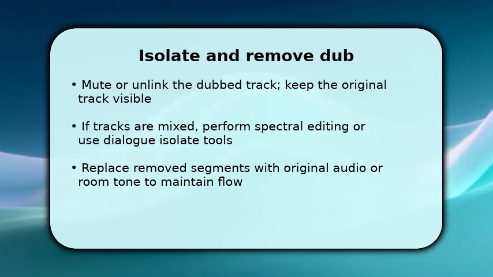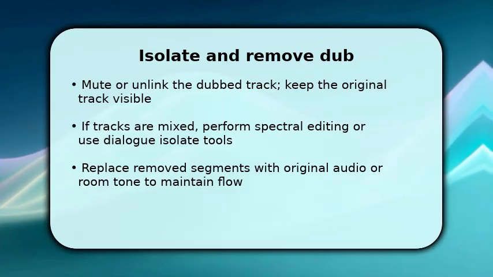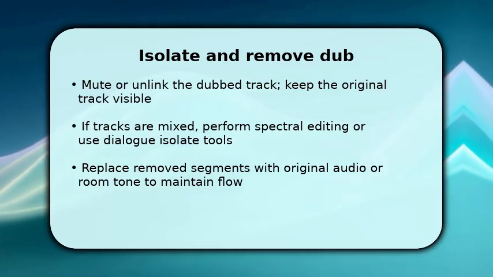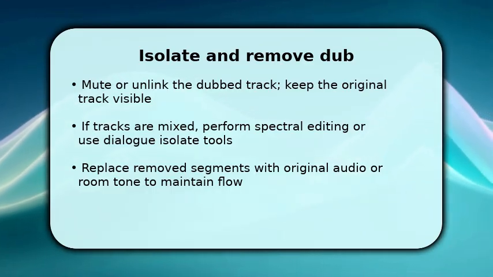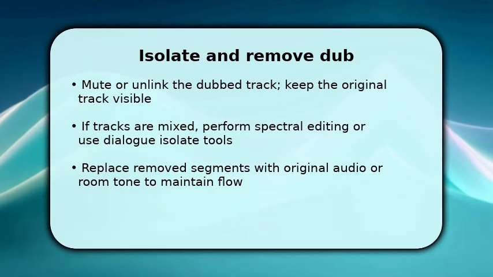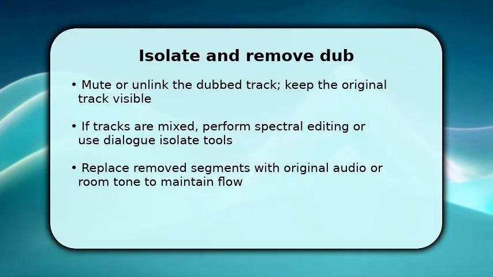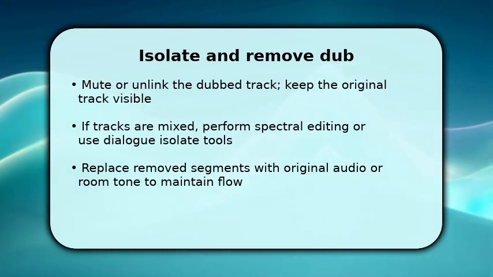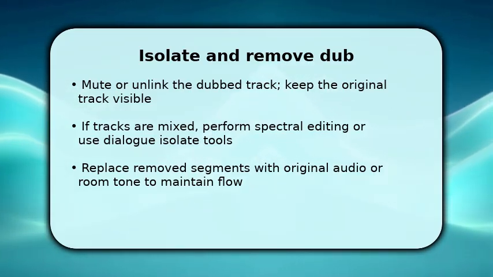Now you isolate the dubbed track. First, unlink audio from video if linked, then mute or delete the specific dubbed track. If the dub is mixed into the original, use spectral editing or a dialogue separation tool to extract unwanted voice. This preserves the native audio underneath. Once isolated, replace gaps by aligning the original track or applying matching room tone. Make sure to crossfade edits to avoid clicks and to keep dialogue continuity natural for the listener.